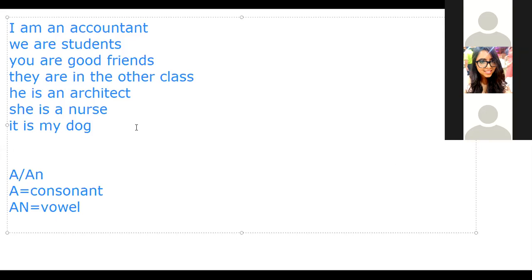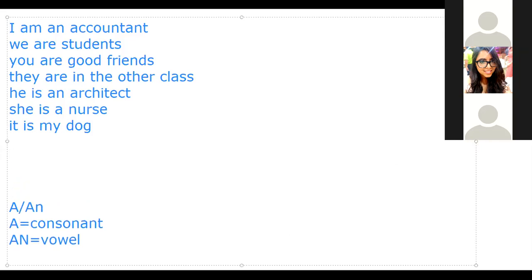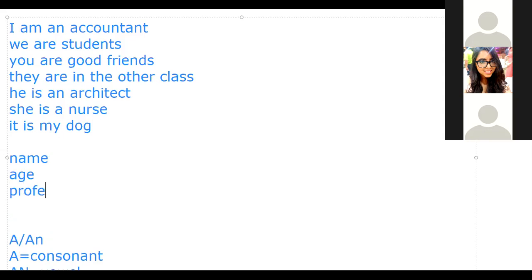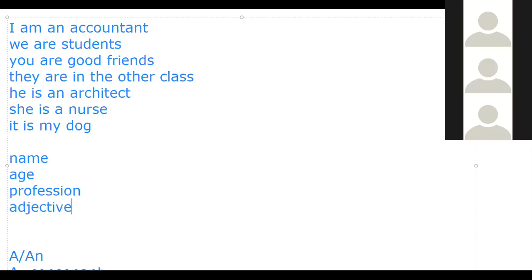Let me see, Tatiana. Could you describe your family? Just tell me three things about your family. Let me write it here. For example, the name, the age, the profession, and give me one adjective about that person. One adjective. Three things. For example, if I tell you about my father, right?